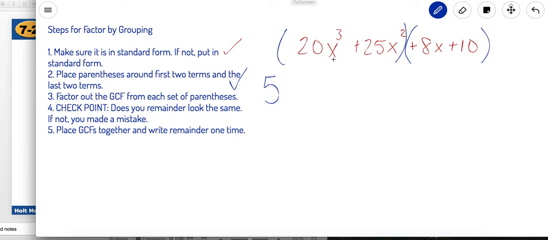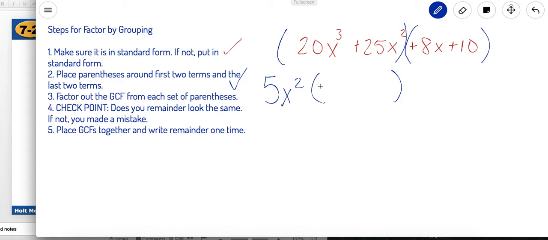But then look at the exponents. We see an x cubed and an x squared. We always go with the smallest exponent. So we will always go with x squared, because technically this has x times x times x, and this has x times x. How many are in common? They both have at least 2 x's. So we will always do the smallest exponent. Okay? And then we have to find our remainder.